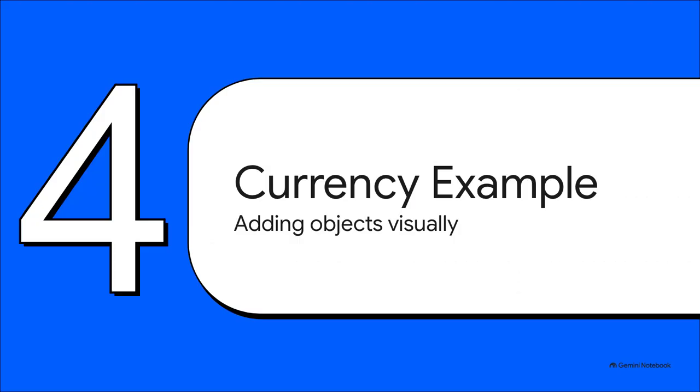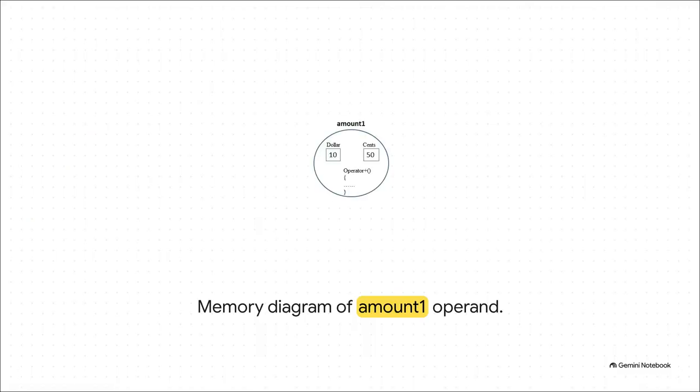Okay, part four, visualizing the currency example. Let's take all this abstract syntax and ground it in a real concrete scenario. For a second, I want you to act like the C++ compiler. Let's peek under the hood, into the computer's memory. We'll start with our first operand, an object called amount1.